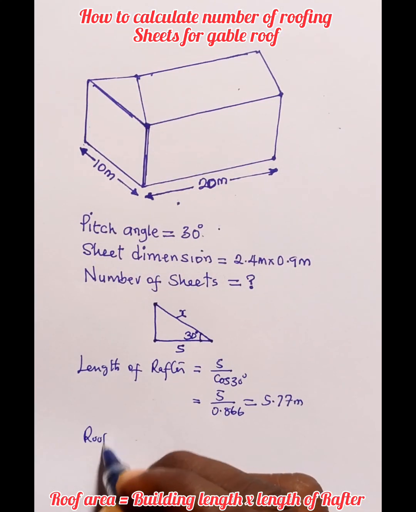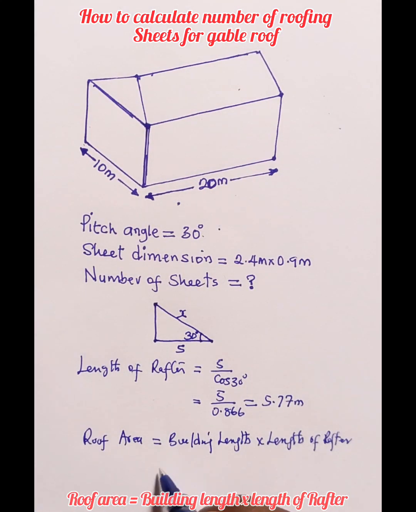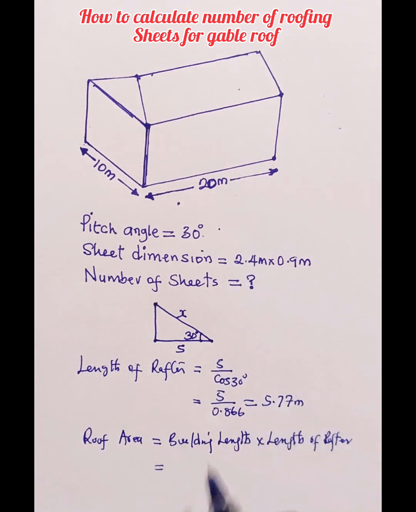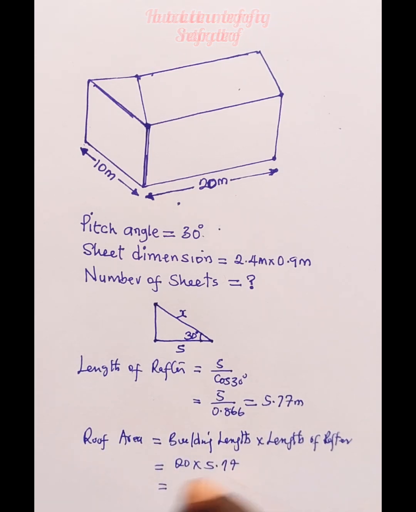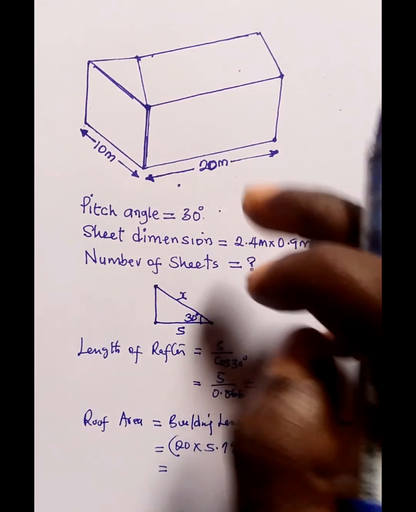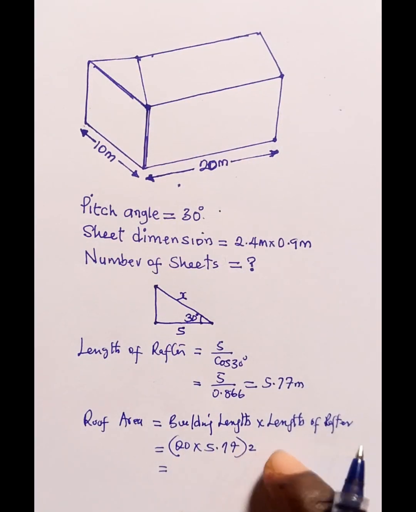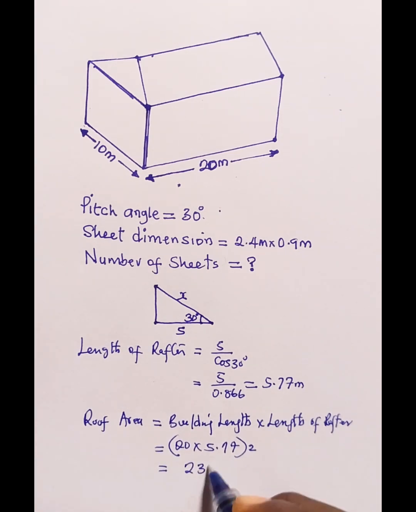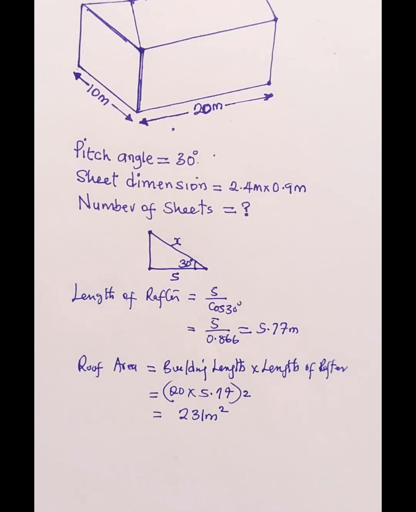So roof area: the building length is what? 20 meters. Multiplied by length of rafter, which is 5.77. We have to multiply this by 2 to make up for this side and this other side. So multiply this and multiply by 2. Whatever you have is the roof area. So we have roof area of 231 meter square. So with this roof area, we can now calculate the number of sheets.